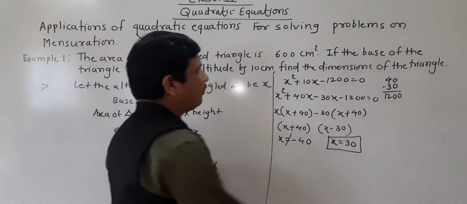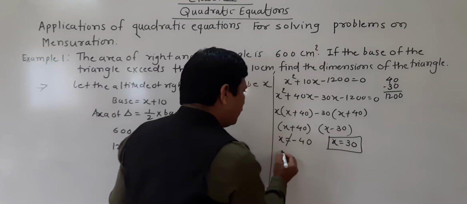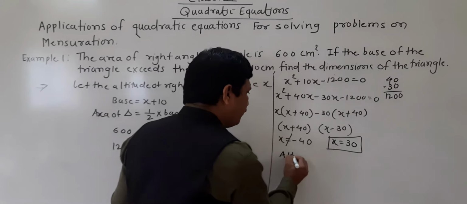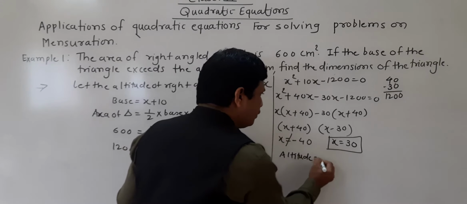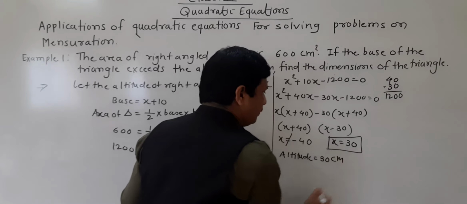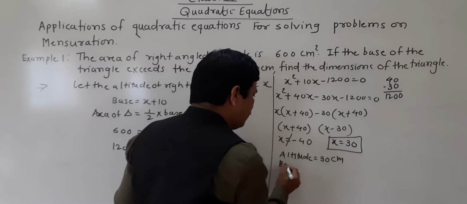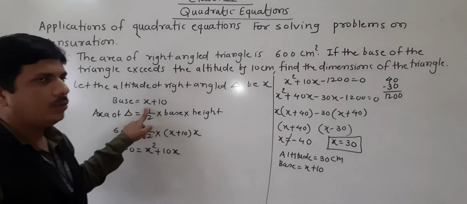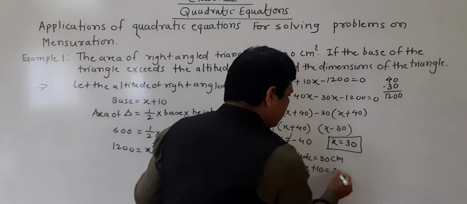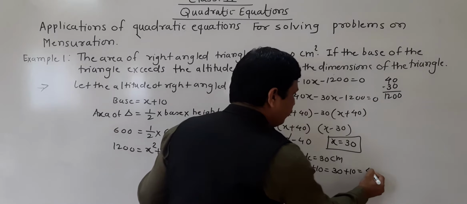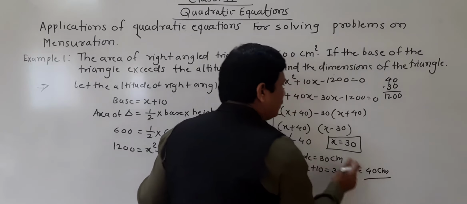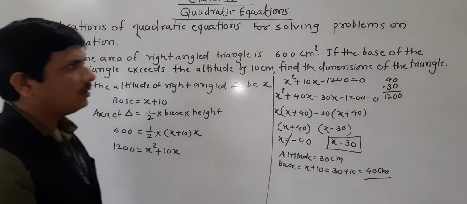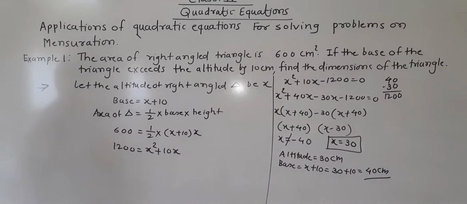Now we can find the dimensions of the triangle. The altitude is equal to 30 centimeter and the base is equal to x plus 10, so 30 plus 10, that is 40 centimeter. So 30 and 40 centimeter are the dimensions, the two sides of the triangle.